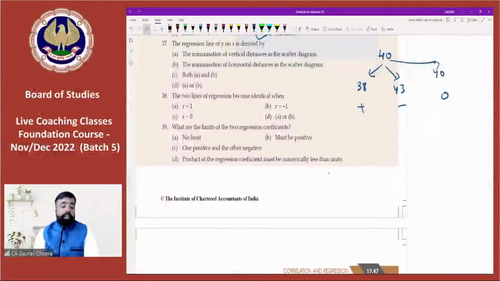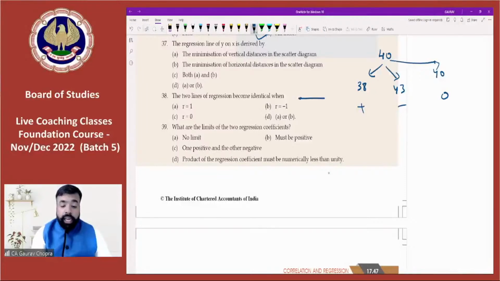Then 38. Two lines of regression become identical. That means equations are two, but the line is identical. That is a single line, a common line. Then r can be +1 or -1, either +1 or -1. So option number D, A or B.